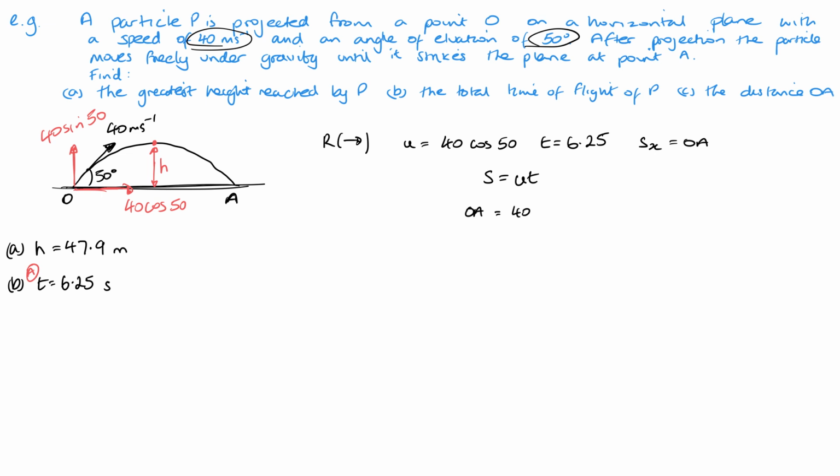Our velocity is 40 cos 50, and our time is 6.25, but remember you're using the full value. Now that gives me 160.7849, and it carries on. Then I'm going to round this to 3 significant figures, so 161 meters. It's always good to write down your full answer first, then do your rounding. That way you don't drop any accuracy marks, and make sure you're using not the 6.25 like here, but the full value that we worked out in part B.